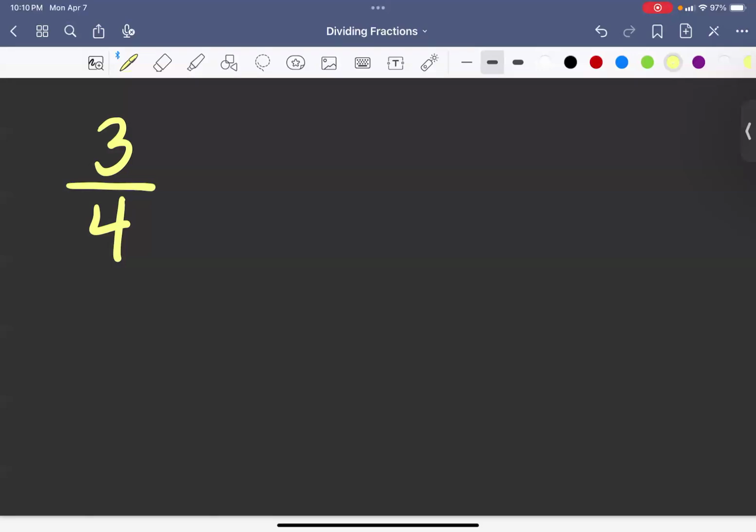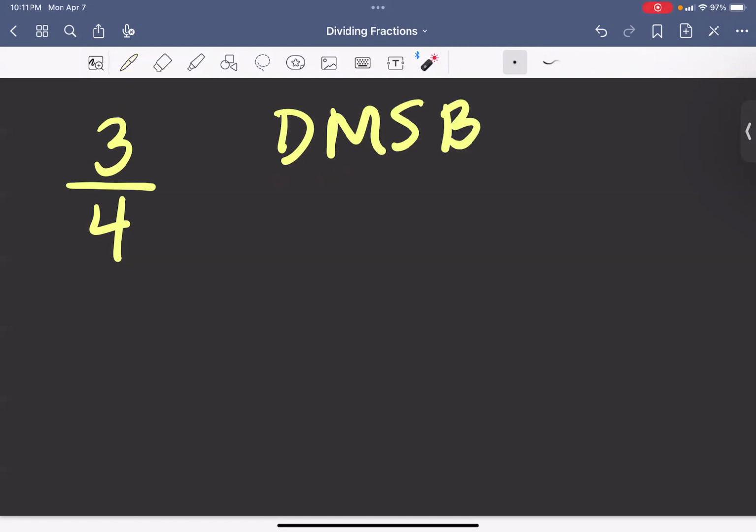So the formula we use for division is DMSB. That stands for divide, multiply, subtract, bring down. The only difference with changing a fraction to a decimal is that there are just a few extra steps. Let me show you how.